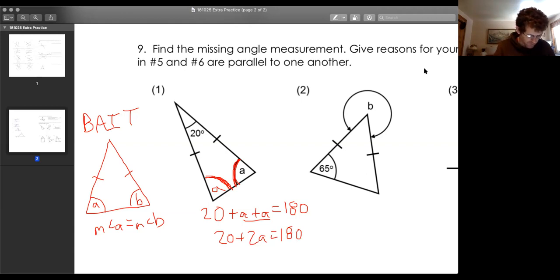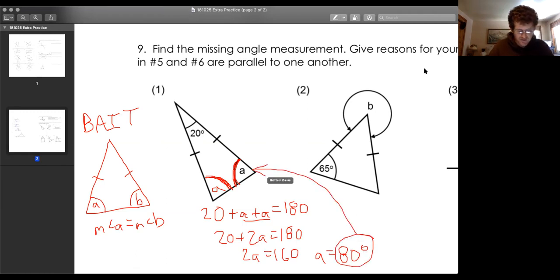I'll finish solving it. If I subtract 20 from both sides, I get 2A is equal to 160. If I divide by 2, then I can see that A is going to equal 80 degrees. So by using that theorem, I can now show that this angle has to be 80 degrees.